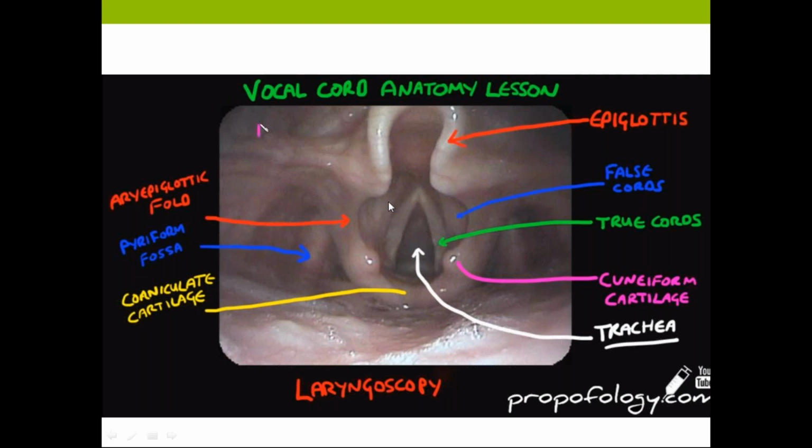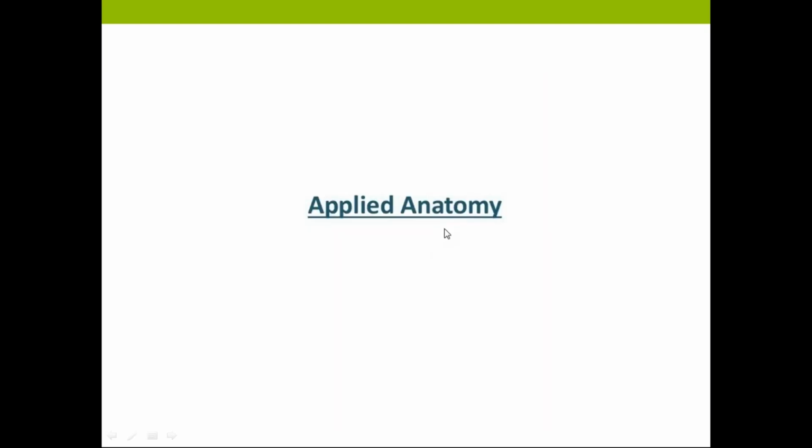On either side you can see, on the mucous membrane, the false vocal cord or vestibular fold. And this is the aryepiglottic fold. You can see the aryepiglottic fold, and you can see the two cartilages here. This is the corniculate and cuneiform, and this fossa here is the pyriform fossa. This is a laryngoscopic view of the inlet of larynx. With this we'll go on to the applied anatomy of the larynx.